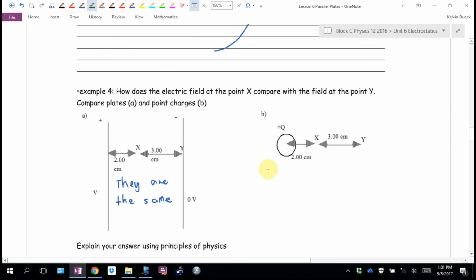You want the electric field. Which one was it you said? Look up. Electric field for a point charge.